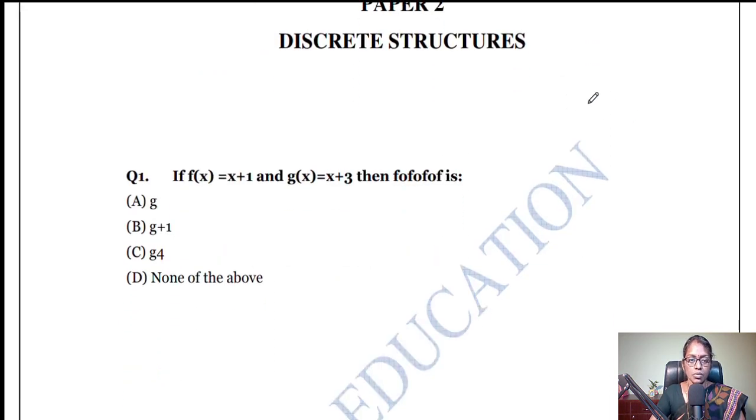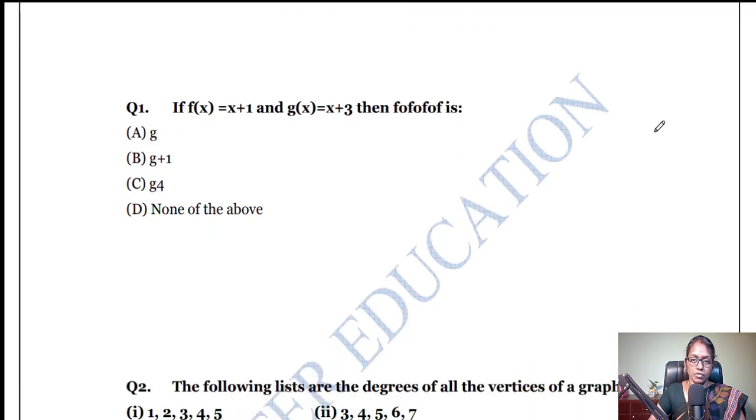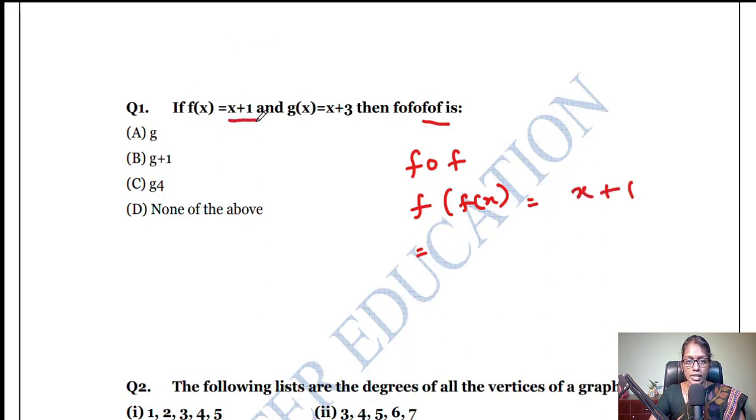Let's begin. The question is, if f of x equals x plus 1 and g of x equals x plus 3, then f of f. First we have to find out f of f. That is, in f itself you have to assign this f of x value. So what is f of x? It is x plus 1.